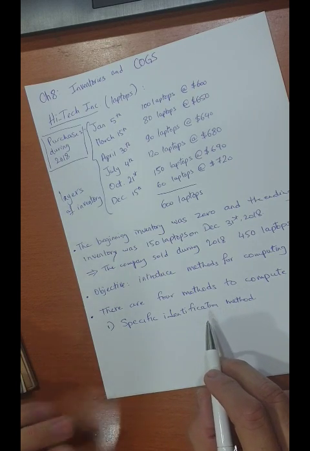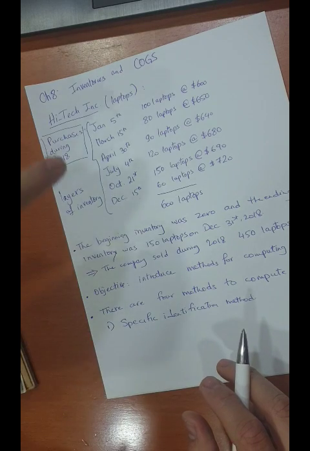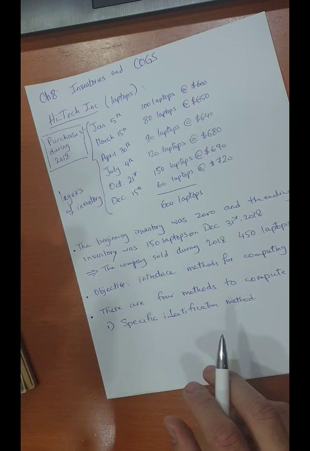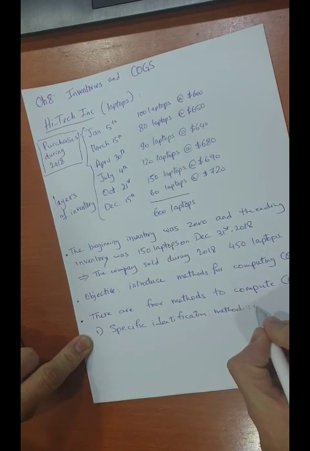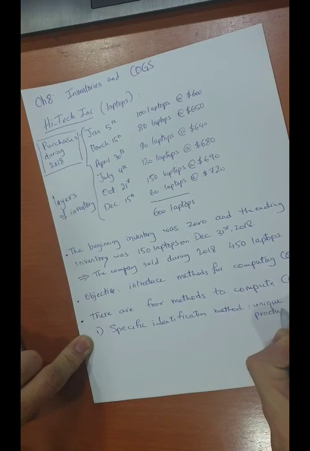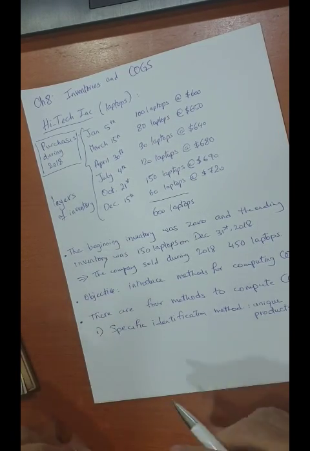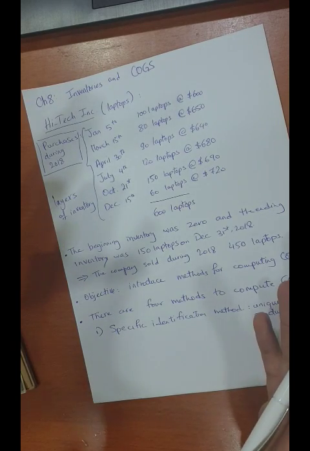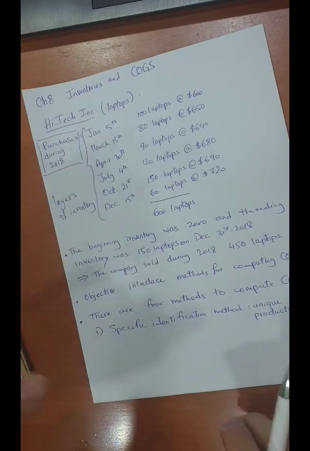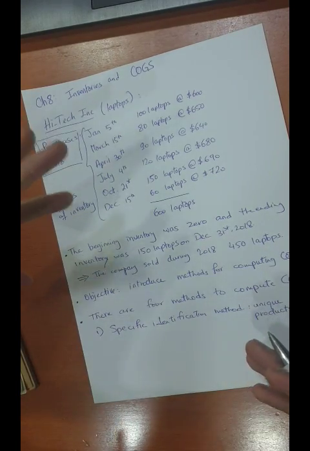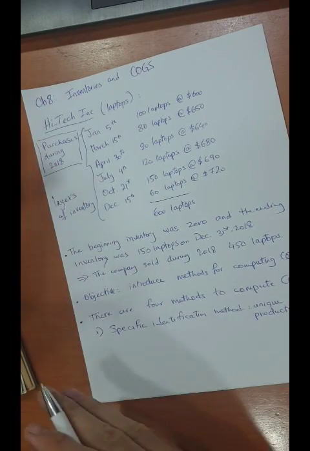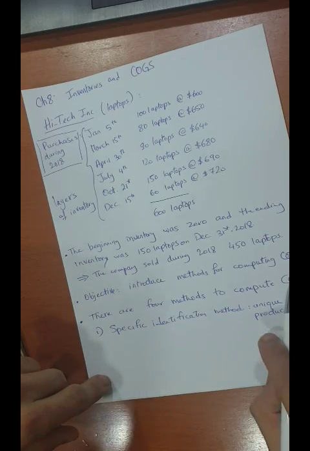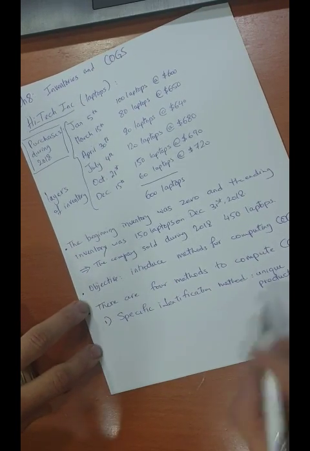Specific identification means that I know exactly which laptop or which car or which mattress I sold. This only works for unique products. Think about a supermarket selling chocolate bars. You cannot tell exactly which chocolate bar you sold, right? You have a box with 30 chocolate bars and you cannot tell which one you sold. They are homogeneous products, the same products, so it doesn't matter that much. But when you have unique products, like selling used cars, you need to know which car you sold at what price, so that you can estimate the revenue and the cost of goods sold properly. Now, this is the first method.